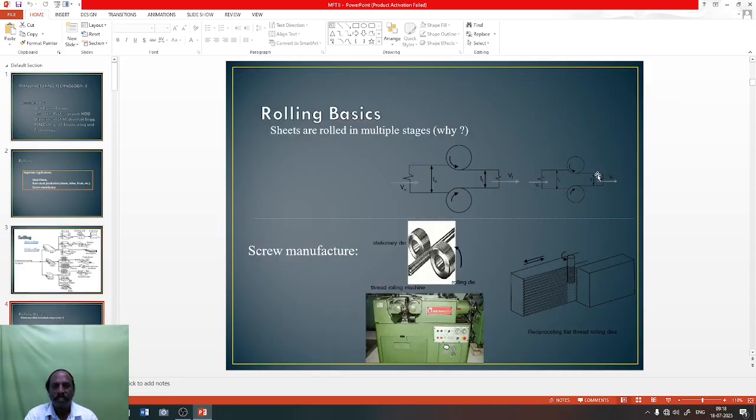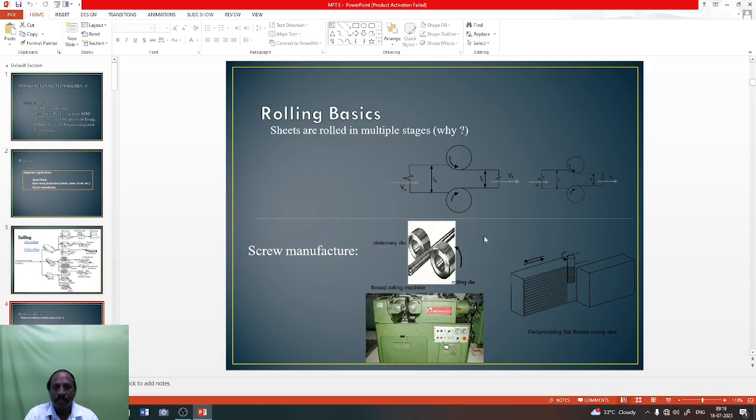Rolling basics. Sheets are rolled in multiple stages. In many stages they are rolled, one or two times, three times they will be rolled. And the temperature is also very important. Sometimes they go for the recrystallization temperature, around 600-700 degrees, and the slab or ingot is passed through two rollers, and we can get the desired shape.